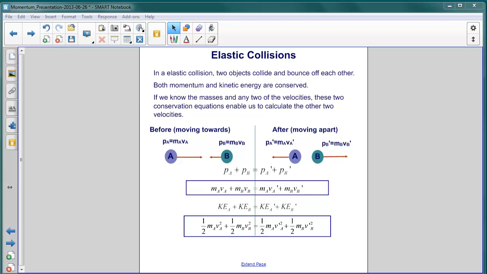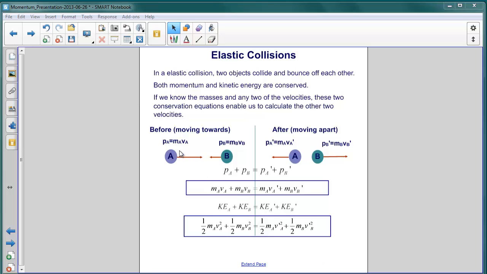So let's talk about elastic collisions. In an elastic collision, two objects collide and bounce off each other. The momentum and the kinetic energy are conserved. None of the energy goes into anything else. So if we know the masses and any two of the velocities, these two conservation equations enable us to calculate the other two velocities. So in this case, we write two conservation equations.